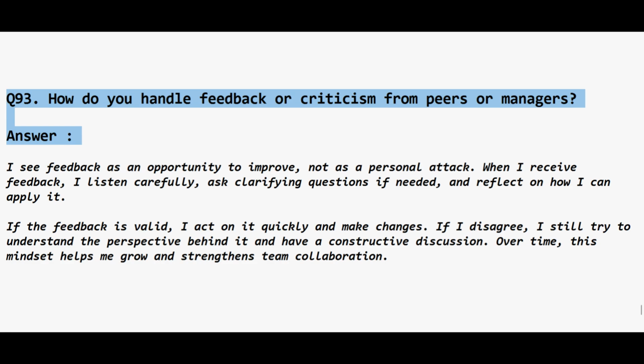Question 93. How do you handle feedback or criticism from peers or managers? Answer. I see feedback as an opportunity to improve, not as a personal attack. When I receive feedback, I listen carefully, ask clarifying questions if needed, and reflect on how I can apply it. If the feedback is valid, I act on it quickly and make changes. If I disagree, I still try to understand the perspective behind it and have a constructive discussion. Over time, this mindset helps me grow and strengthens team collaboration.